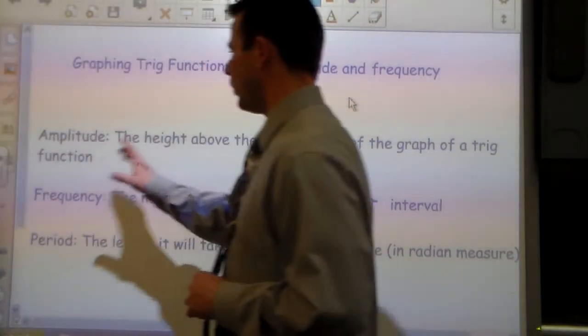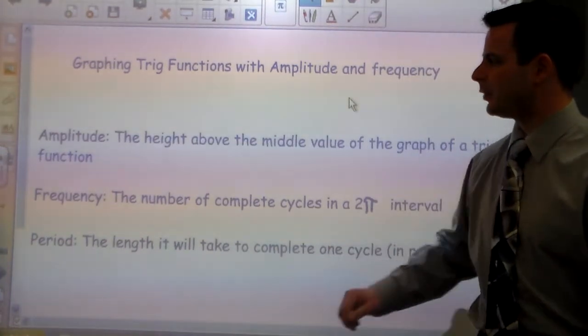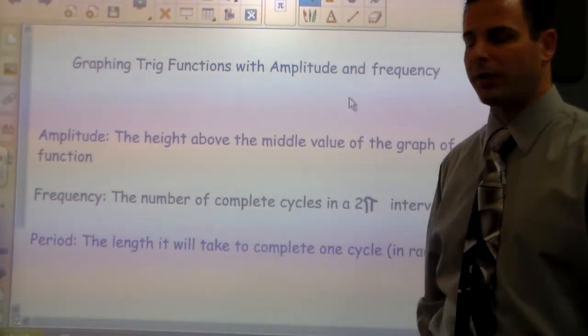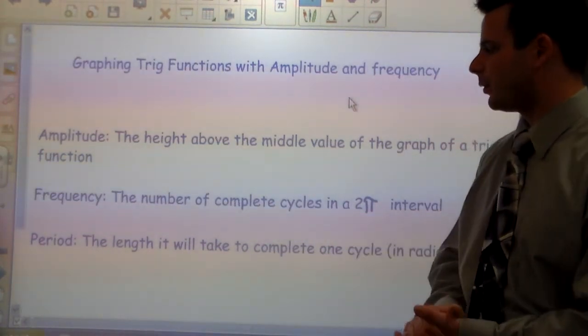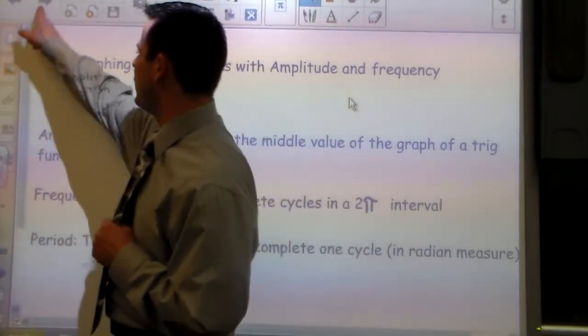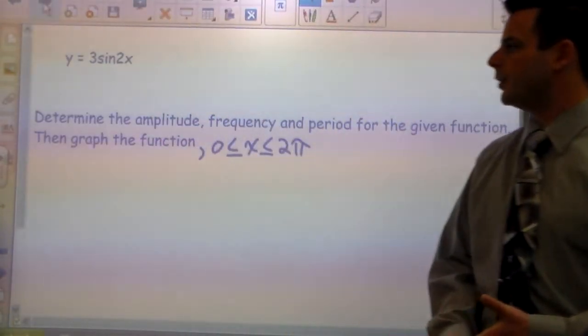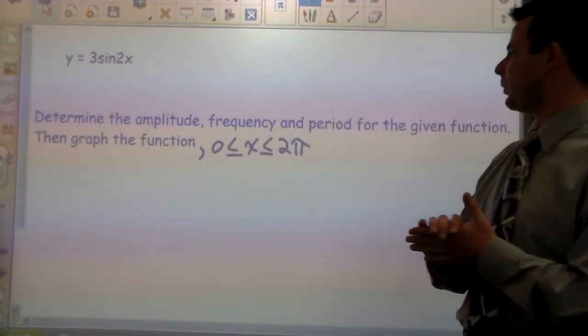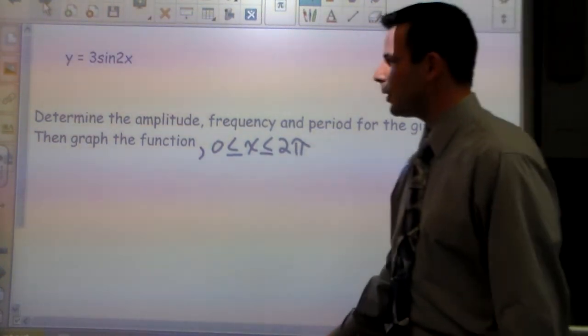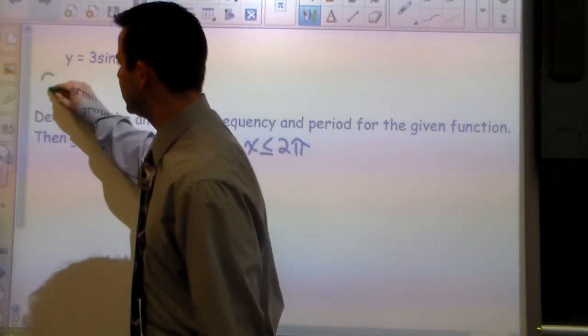So let's write a different trig function and let's pull out each of these terms with a more concrete example. So these are the definitions then, so make sure you jot them down so you could refer to them as we work on the next example. So let's say we have y equals 3 sine 2x. Let's determine the amplitude, the frequency, and the period for the given function, and then we're going to graph the function.